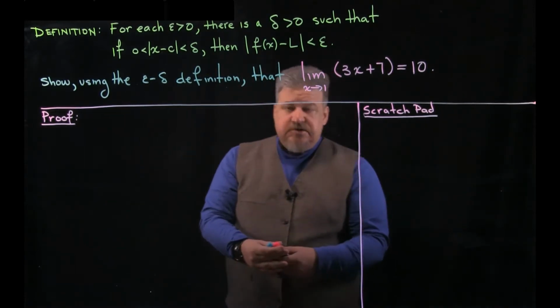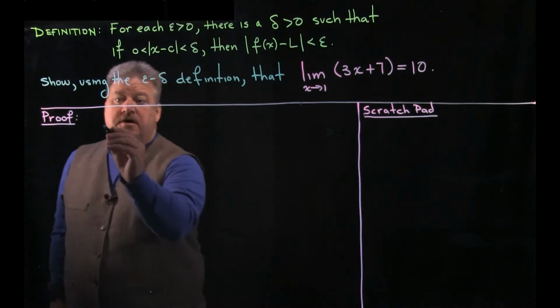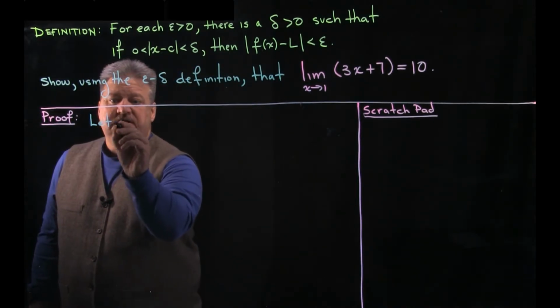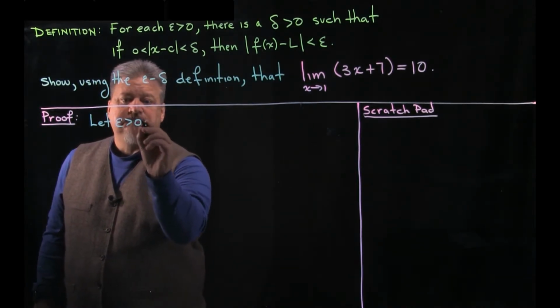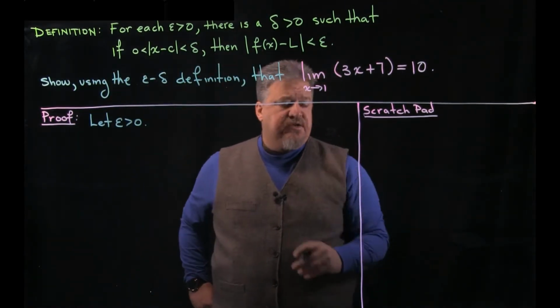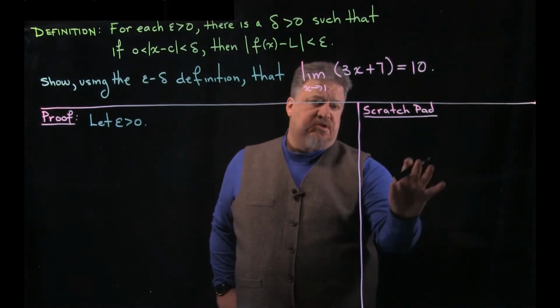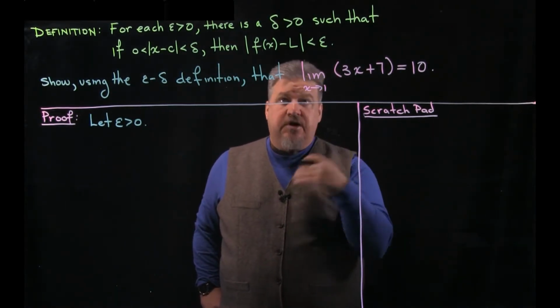Okay, so let's look at what this means. First, we always start with, let's choose a positive epsilon. So let epsilon be greater than 0. Now, let's look at what I would like to call our scratch pad. The formal proof will be done over here, but we do need to do some legwork, our scratch work over here, to figure out what's going on.